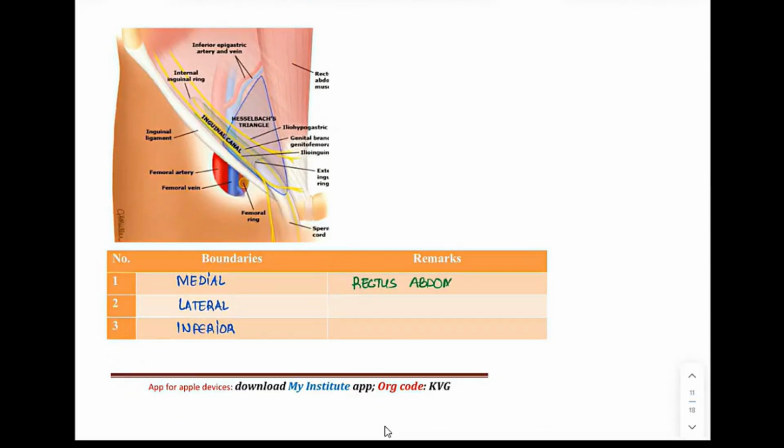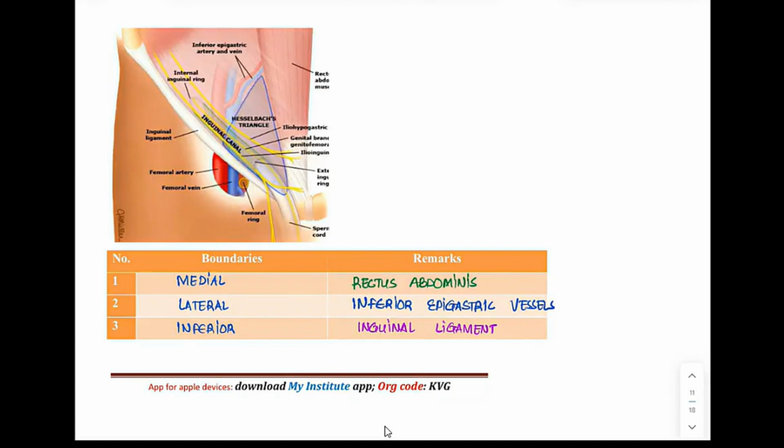So the lateral border of rectus abdominis. Then laterally, we can see vessels, and these vessels are the inferior epigastric vessels. Okay, so these are the inferior epigastric vessels. And lower down we can see one ligament, and this ligament is the inguinal ligament. So these are the boundaries of Hesselbach's triangle.